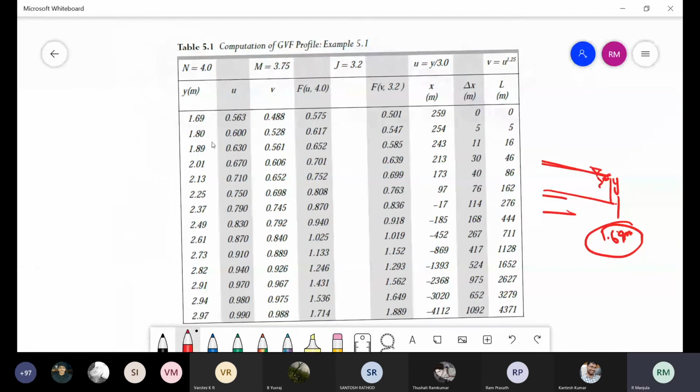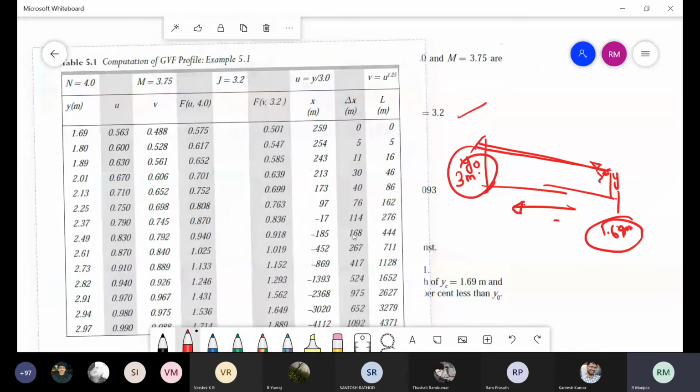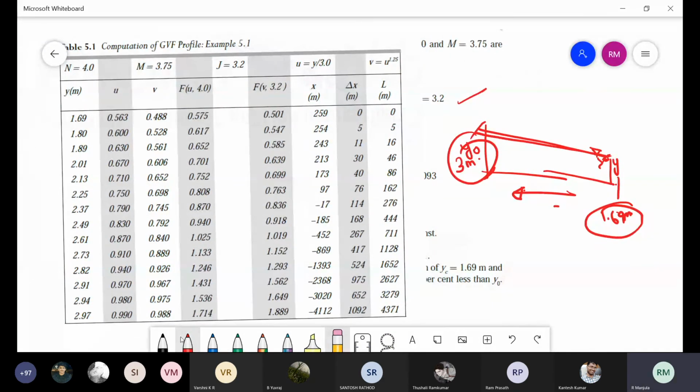For various values of y, find out u, nu, f of u comma n, and f of nu comma m. Then with j, u and nu, we find x. X is nothing but distance. So when y is equal to 1.69 meters, your x is going to be 259 meter, and your delta x is going to be 0, and your length is going to be 0.